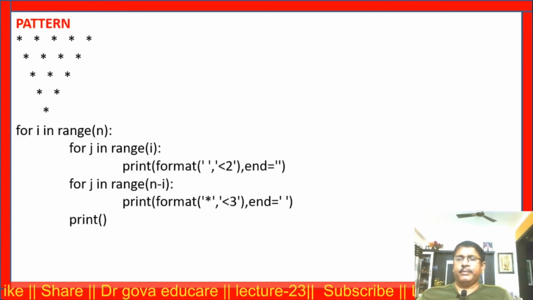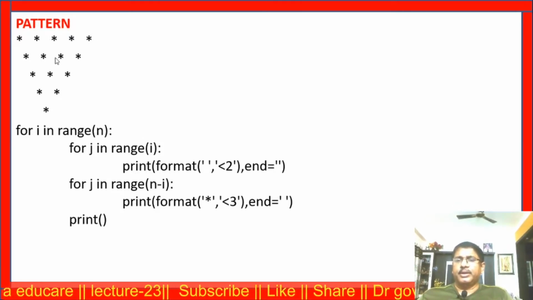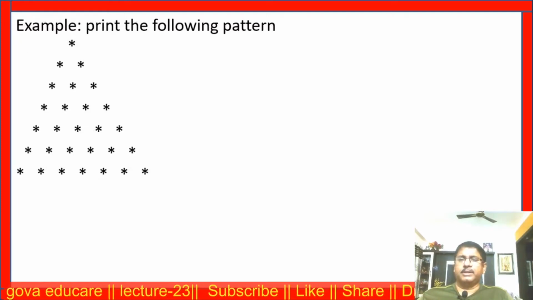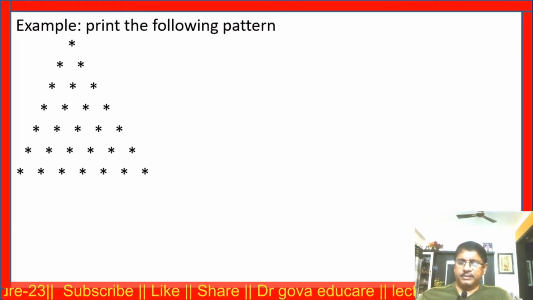Now finally this is another pattern program. 1 star, 2 stars, 3 stars, 4 stars, 5 stars, again reducing 4 stars, 3 stars, 2 stars, 1 star. Now this is the combination of the previous two programs, the combination of this pattern and this pattern. Now I am going to write the program for this.